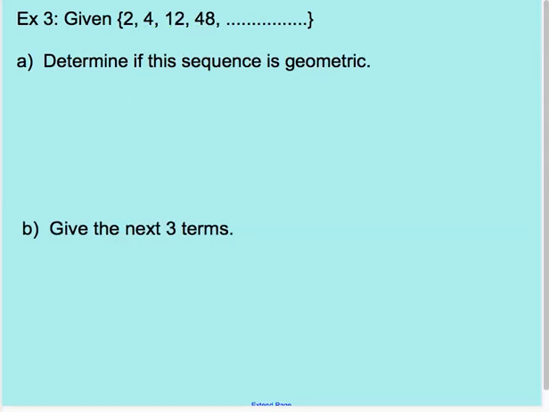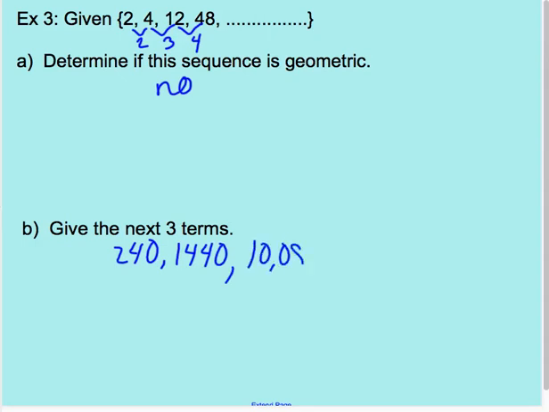Similar, determine if the sequence is geometric. As I look, I'm multiplying by 2, but then I'm multiplying by 3 and multiplying by 4. That common ratio is not consistent, so it is not a geometric sequence. However, there's definitely a pattern, so we can find the next three terms. I would take 48, multiply by 5, and get 240. Multiply that by 6, get 1440. And then multiply that by 7 to get 10,080.